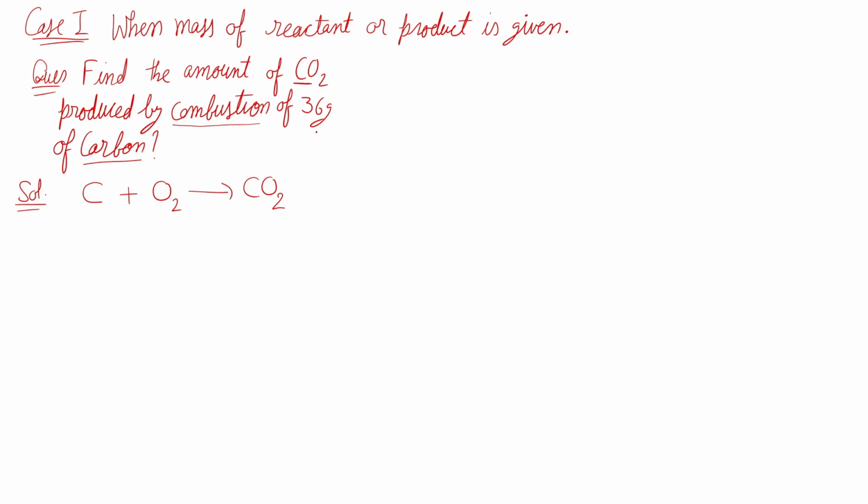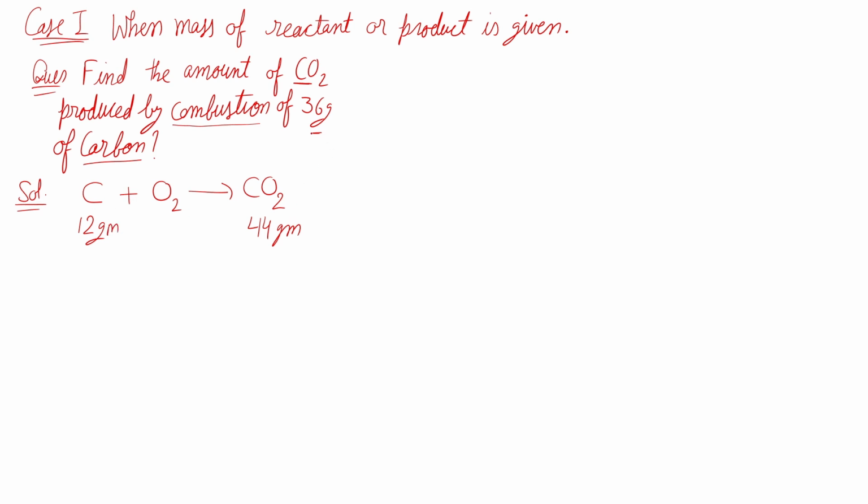Now because mass is given to us, we will use initially the mass of the substances given or asked. You can see, regarding the mass of oxygen, there is no statement given in the question. It means we will assume that the amount of oxygen that is required is sufficiently present there. Okay. So 12 gram carbon produces 44 gram of CO2, that we know by this chemical reaction.